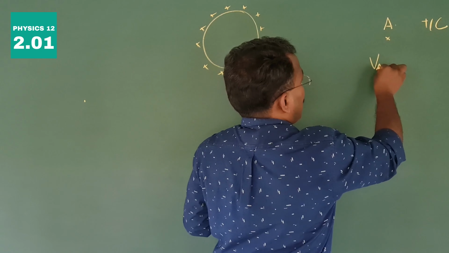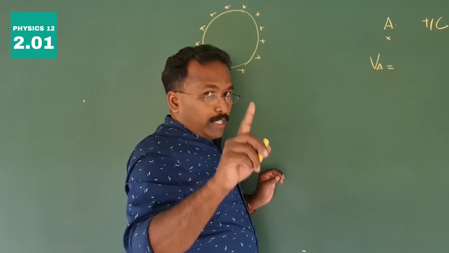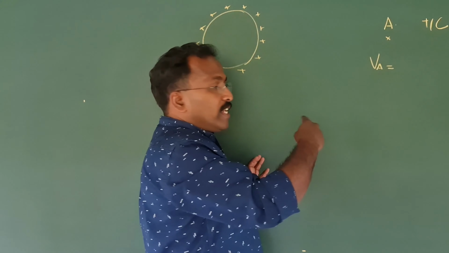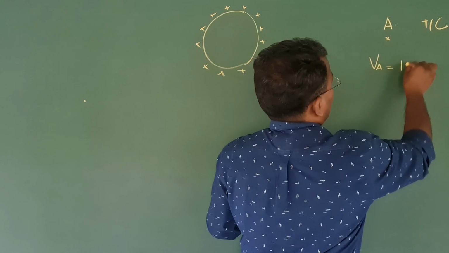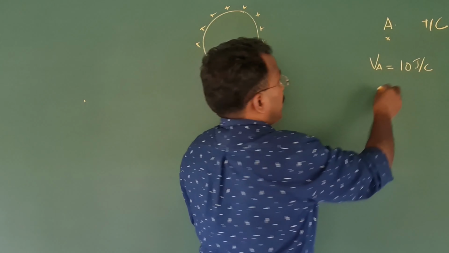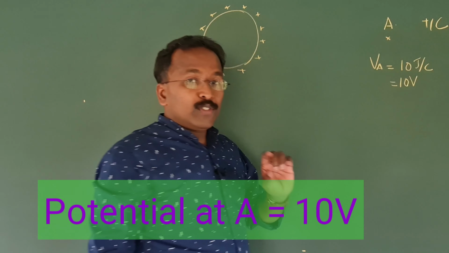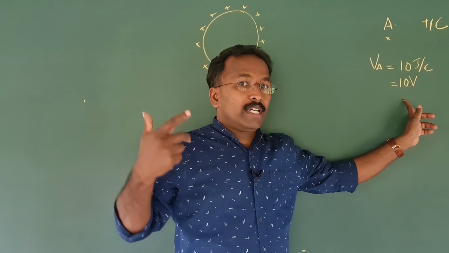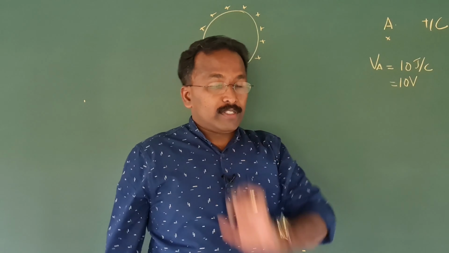Potential at the point A is equal to, you should write it that way. VA is equal to, I imagine a value, say some 10 joule for each coulomb. It is abbreviated as 10 volt. So we say the potential at this point is 10 volt. We took an imaginary value. Okay. So that's 10 volt.